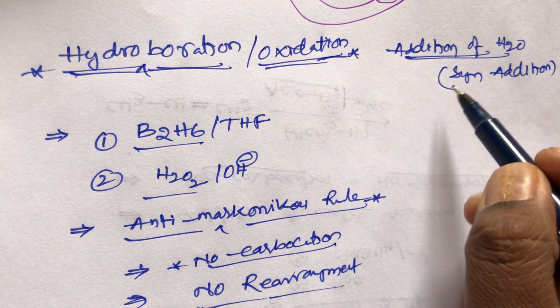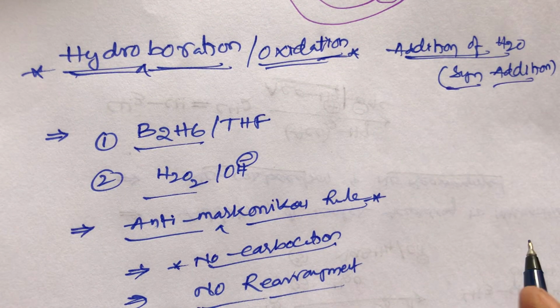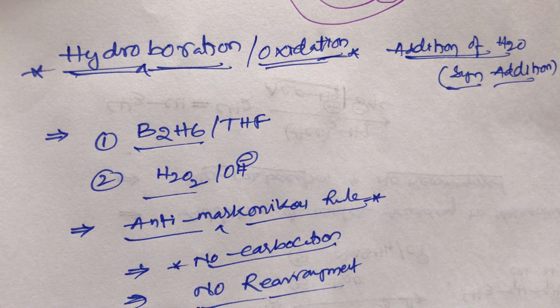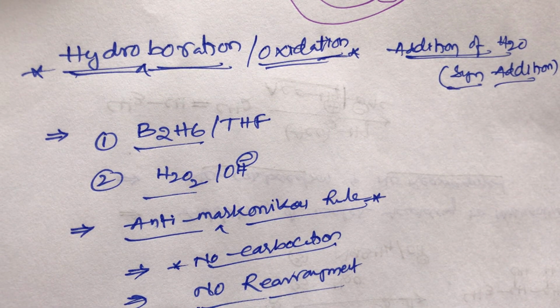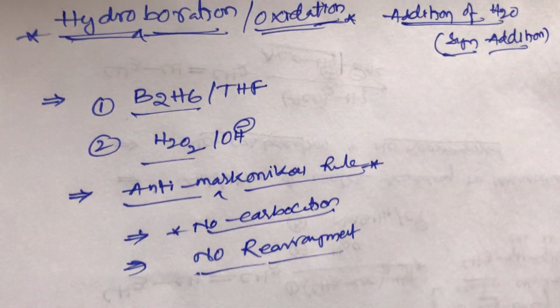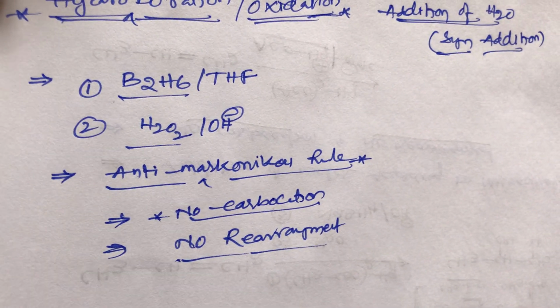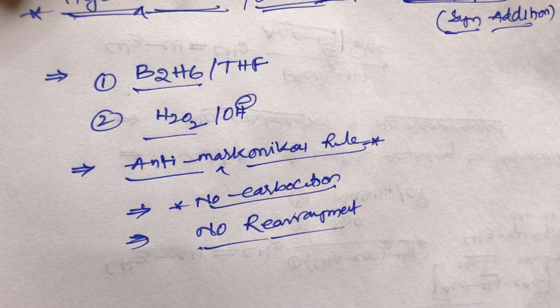It is the syn addition. The syn addition belongs to hydroboration and oxidation. It is the syn addition, and oxymercuration, demercuration is the anti-addition. It is very most important, student. Now take the example for the anti-Markovnikov rule, a hydroboration and oxidation example.